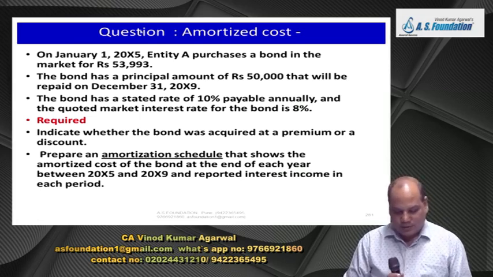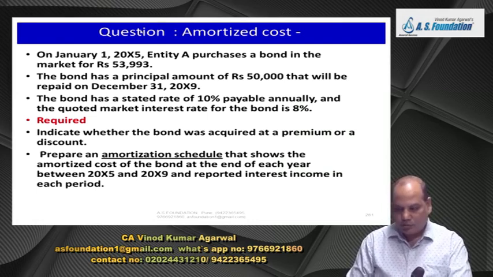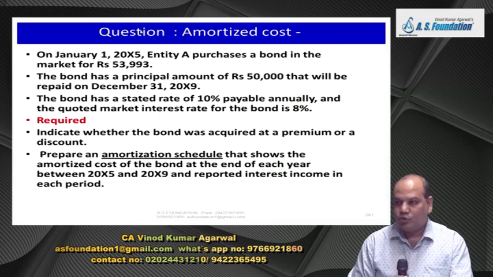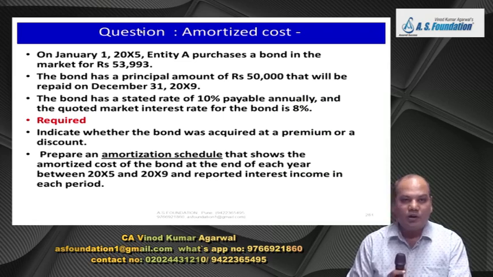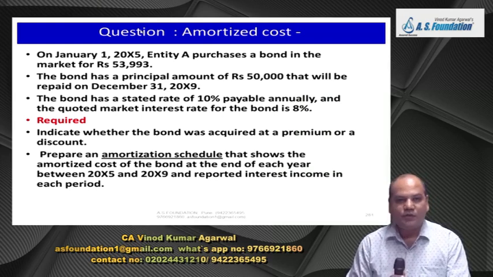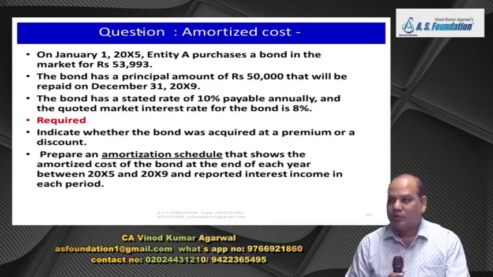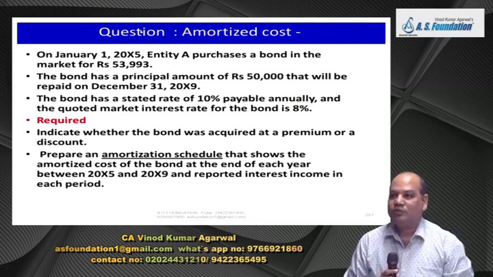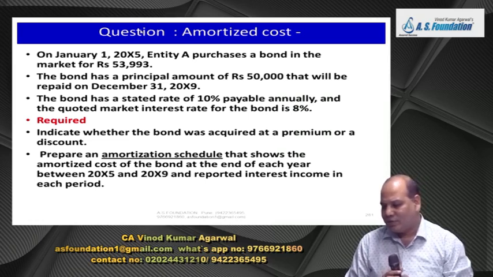Question number 13. On 1st January 20x5, NTTA purchases a bond in the market for 53,993 rupees. Now this is an investment in bond. The bond has a principal amount of 50,000 and will be repaid on 31st December 20x9. What is the maturity period of the bond? 5 years.